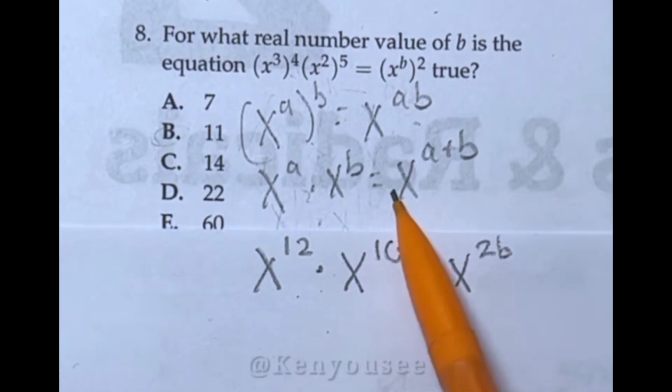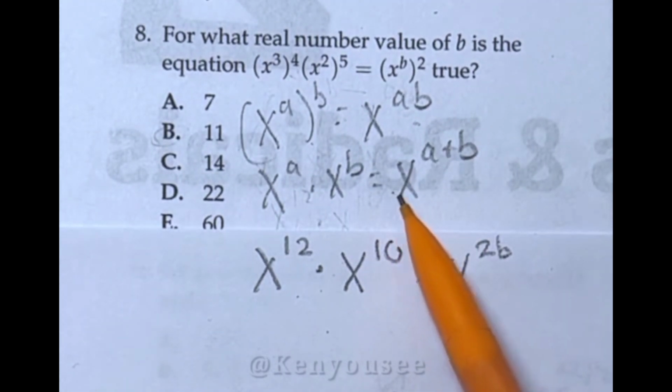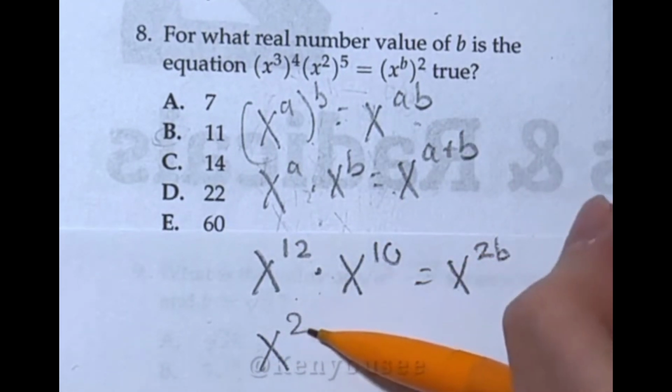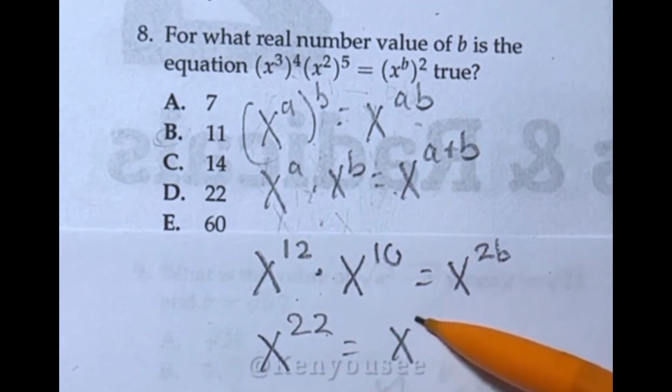And now we use this rule. Whenever we multiply powers with the same bases, you keep the base and add up the exponents. 12 plus 10 is 22. Set that equal to x to the 2b power.